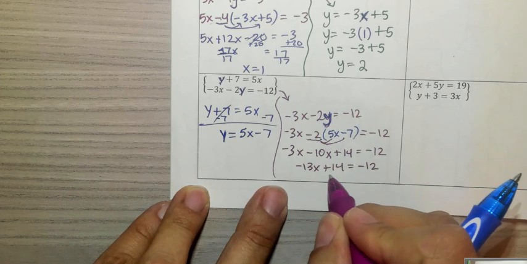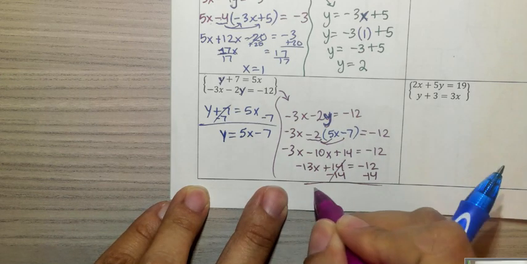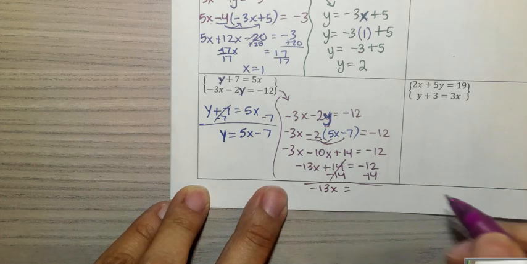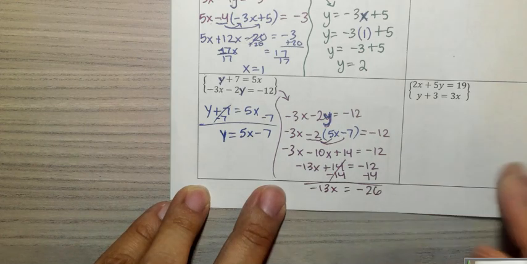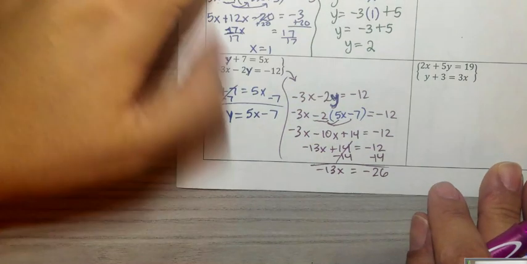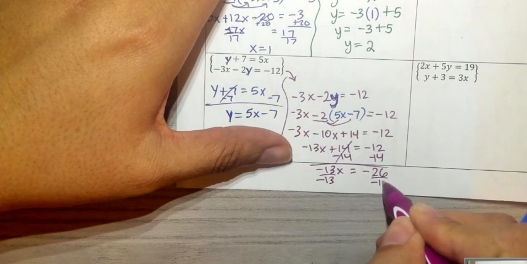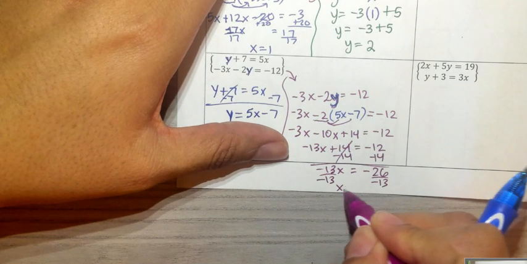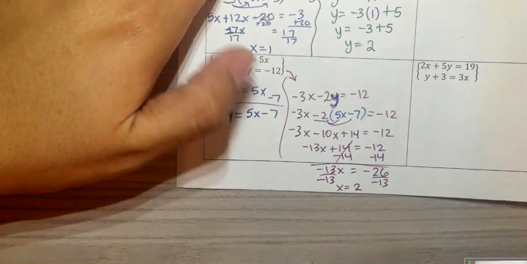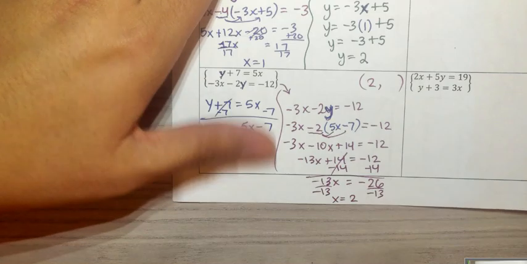Then we write down what we have left. We want to keep the x, so we need to get rid of the 14 and move it to the other side. So -13x equals -26. The last thing is for us to divide by -13. And then we're going to get x equals 2. So that x value of 2 is part of the solution so far.